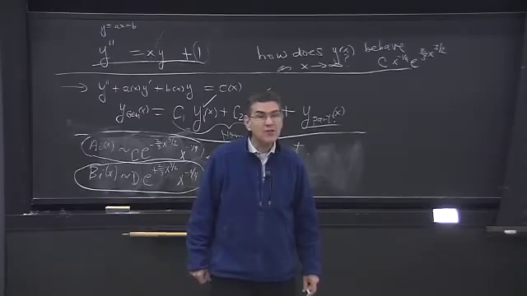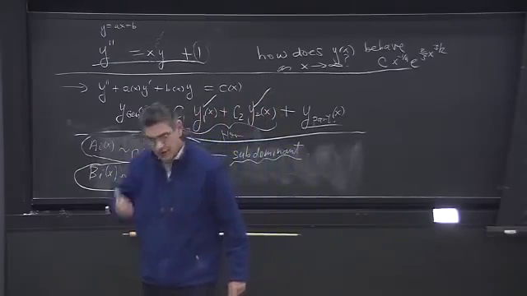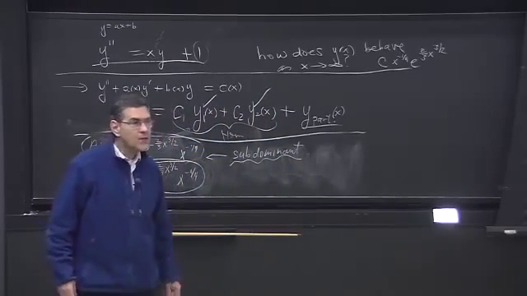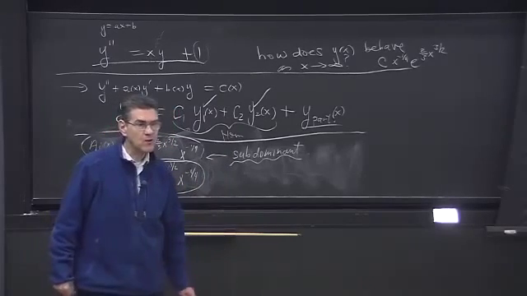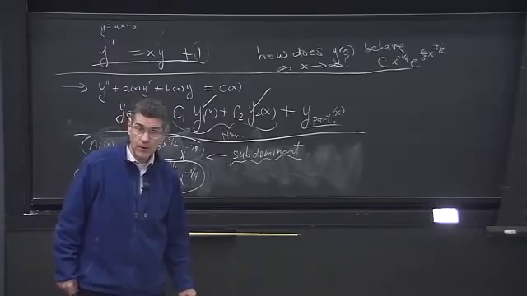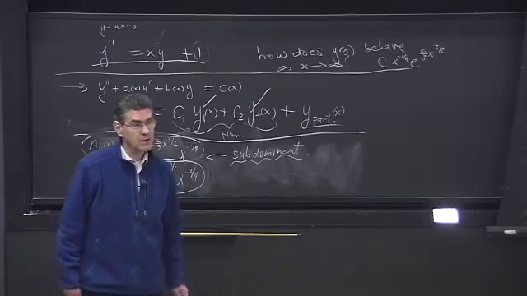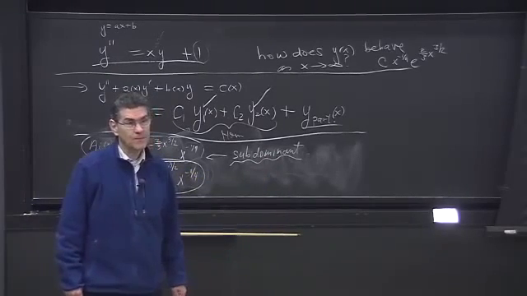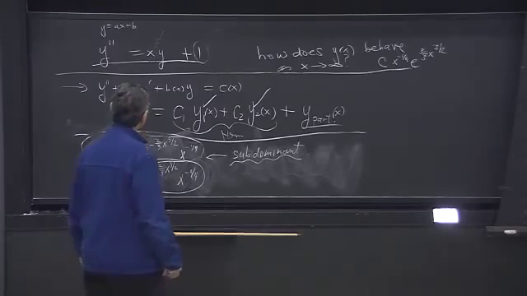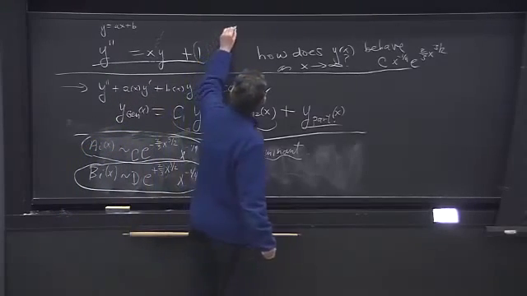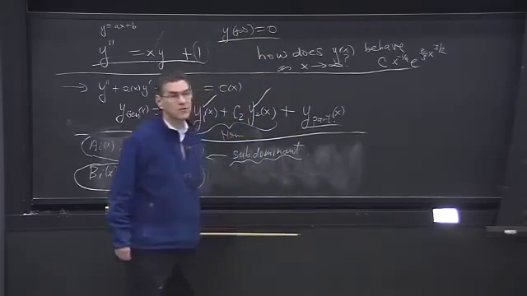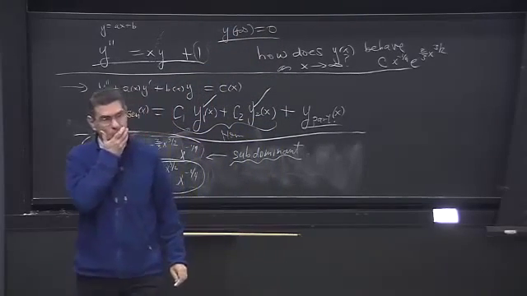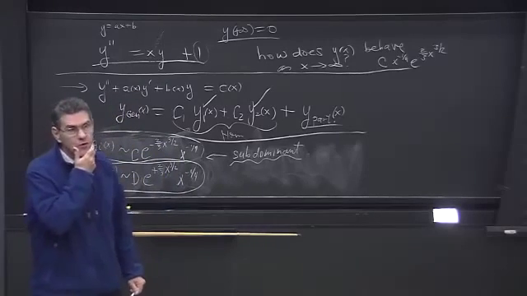But now the guy says to you, oh, I forgot to tell you something. This comes from a physics problem, and nothing in a physics problem is allowed to blow up at infinity. Can't do that. I forgot to tell you that y of infinity is 0. The solution goes to 0 at infinity.